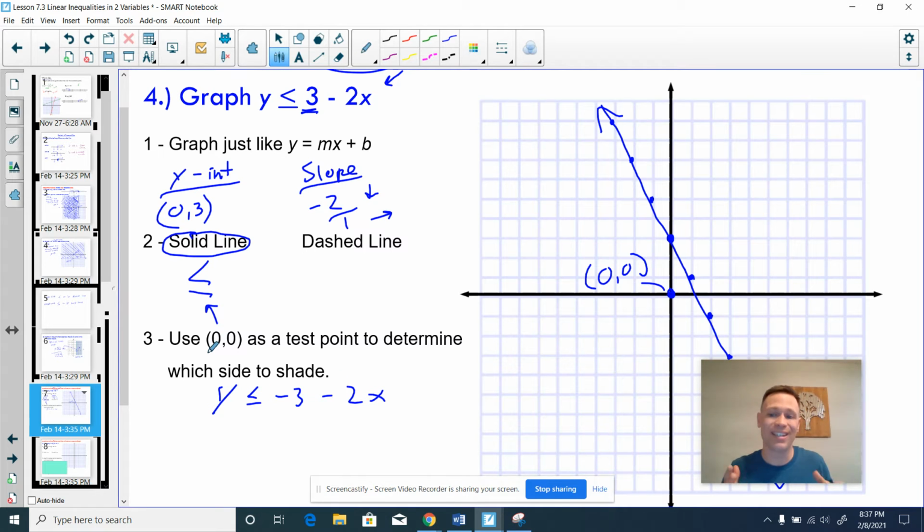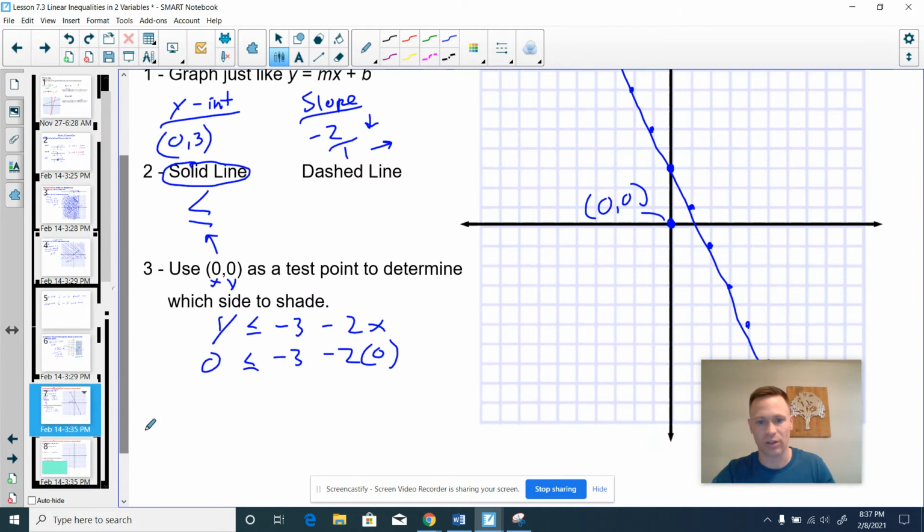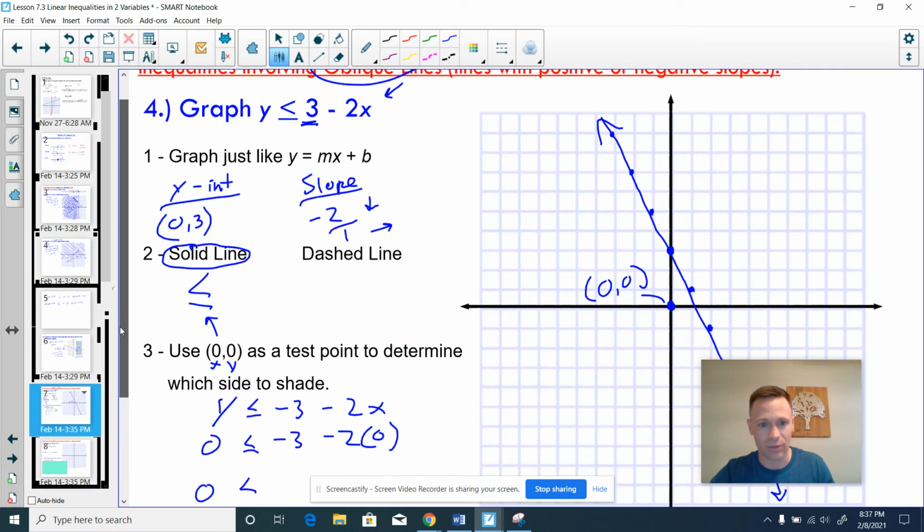So what it means to test this point is to substitute 0 in for x and 0 in for y, because again, we know in the past, that's a coordinate point, right? 0 is going in for y. That's got to be less than or equal to negative 3 minus 2 times 0. The nice thing about using 0 is that 2 times 0 is just 0. What we end up with is 0 is less than, I wrote negative 3, and it is not negative 3.